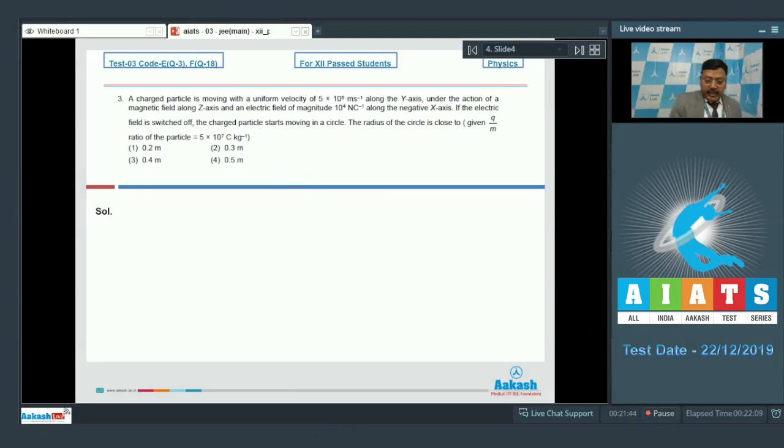Well, we clearly have, the Lorentz force expression is Q into E plus V cross B, and in this case this expression is 0, which means we can straight away say that V cross B is minus E.